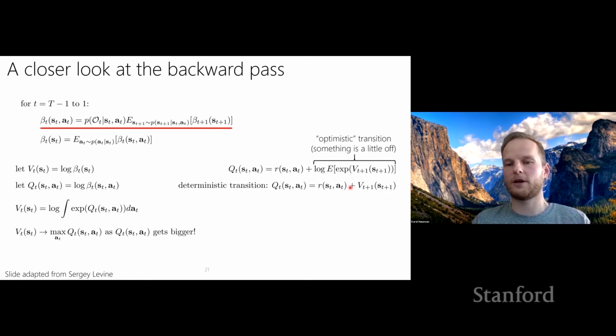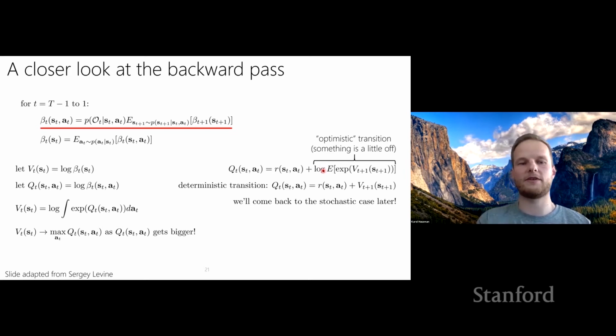Now, there's a little bit of a problem because we just got rid of that expectation here, and there's something a little bit off about this, but we'll come back to that stochastic case a little later. All right, but for now, we saw that with that specific assignment, we can retrieve something that looks like a Q-learning algorithm, where our Q is equal to the reward plus the value of the next time step, and our value is the max over actions of the Q.